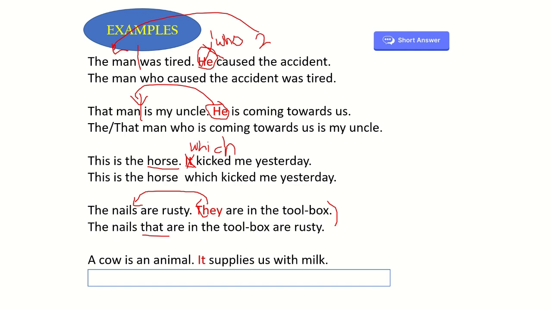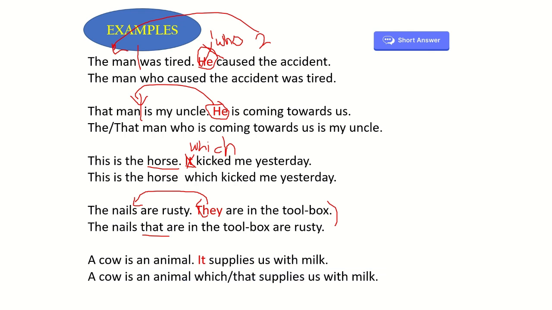A cow is an animal. It supplies us with milk. So I want to add information about a cow, and so instead of it, I can use which. So a cow is an animal which or that supplies us with milk.